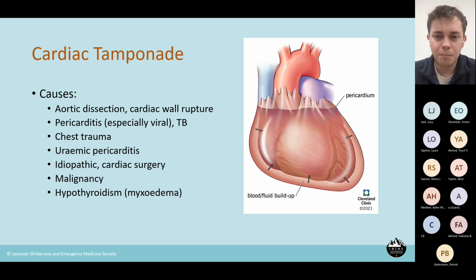Malignancies, so mostly any malignancies here have been metastatic to the pericardium, usually from lung or breast. A primary tumour of the heart or pericardium is very rare. And then endocrine causes, so in hypothyroidism, you get myxedema heart disease, where you can get fluid accumulation.